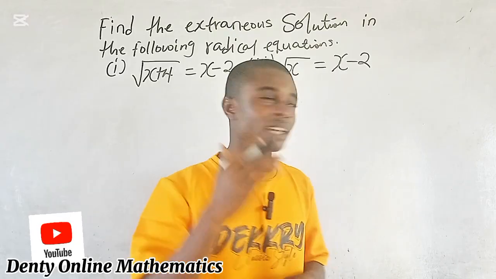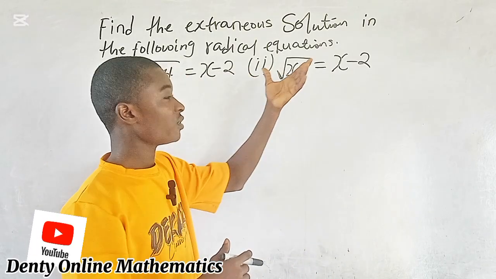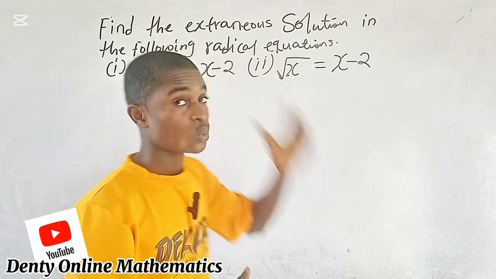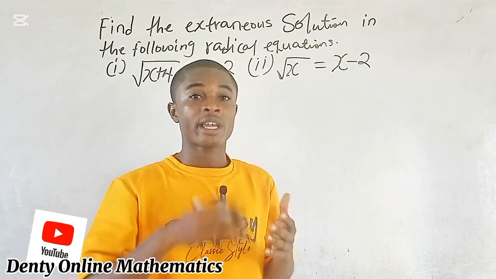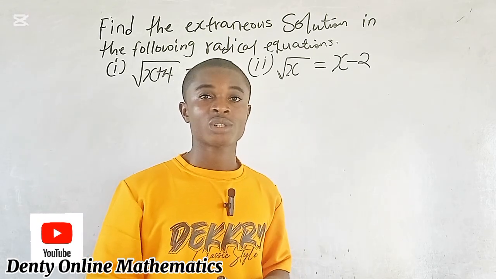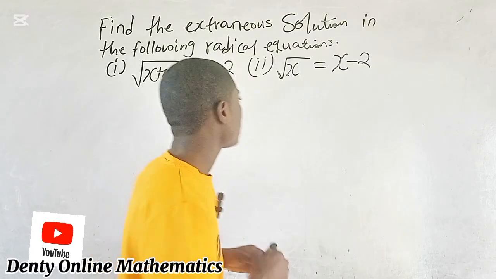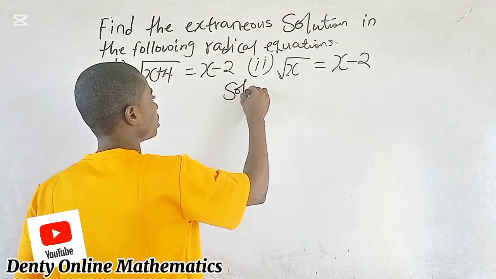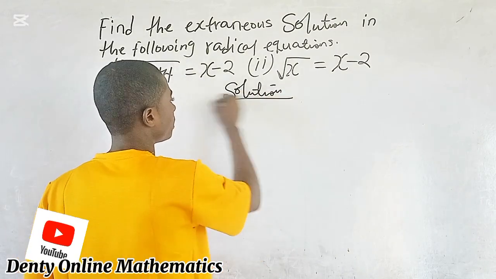You get? And radical equations are equations that involve square roots. Any equation that involves a square root is known as a radical equation. You get? So now here's the solution to this problem.